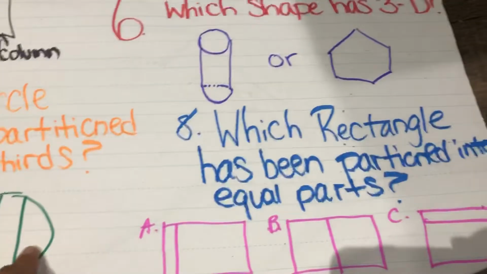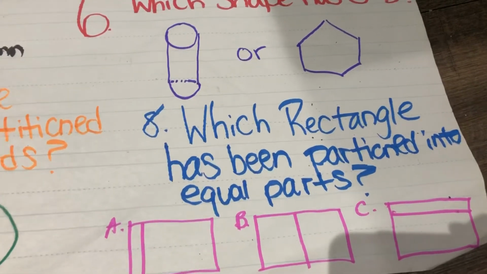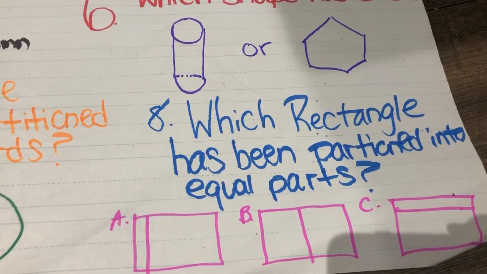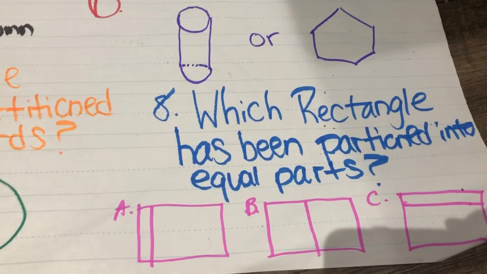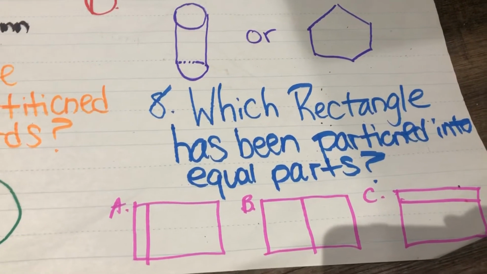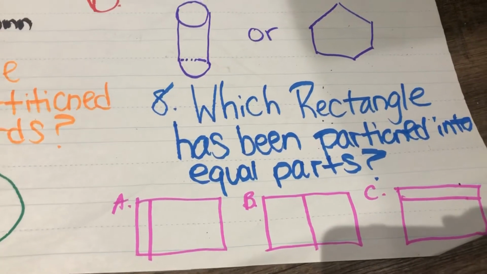Okay, number 8. It asks you which rectangle has been partitioned into equal parts. So that means which one's been divided up into equal parts? A, B, or C?